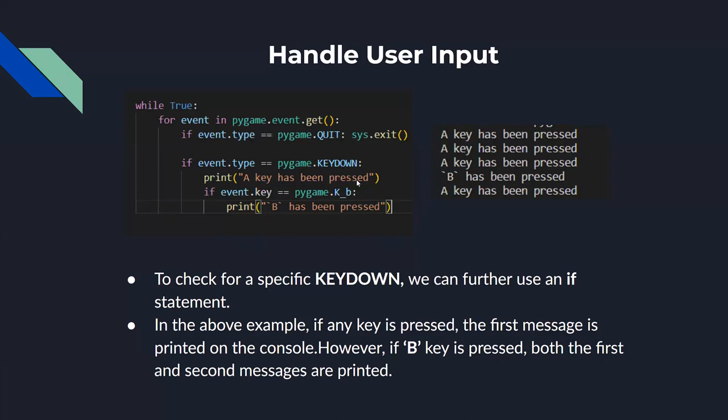pygame.K_b, this is basically the code that has been given by Pygame to B. You can read about them on the internet. So whenever I press any key, it will print the first statement. But if I press B, then both the statements will be printed.